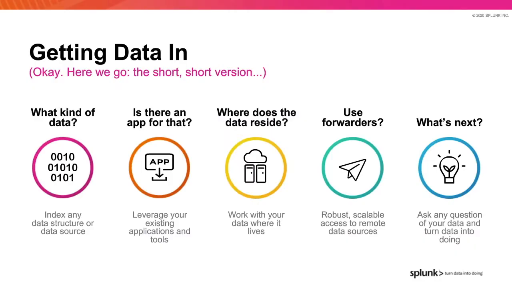Okay, we're getting close to demo time. Only one more slide to go. And if you're familiar with the wedding scene at the end of the classic movie Spaceballs, we're going to do the short version of getting data in. Cool? All right, we'll go from left to right. First, what kind of data do I want to index? Splunk can index any data structure, any data source, and any time scale. That means streaming data, machine data, and historical data, such as web server logs, or Windows event logs, or live application logs, and so on.